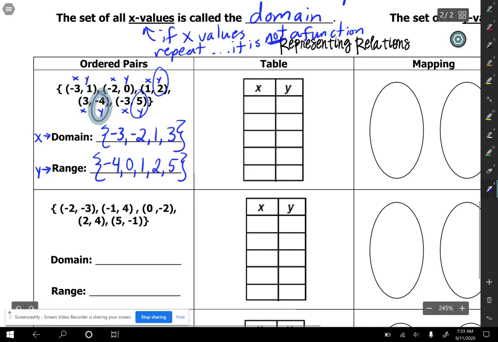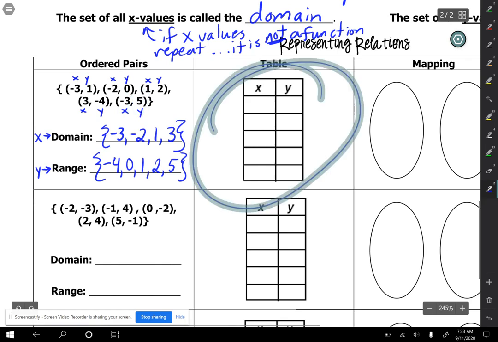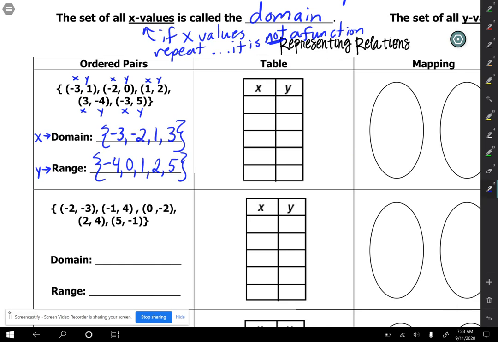Okay, now you can also write a relation as a table. Okay, so you're just putting the x and y's together, stacked in a table. So I'm going to write each one of these in the table. So -3, 1, -2, 0, 1, 2, 3, -4, and -3, 5.